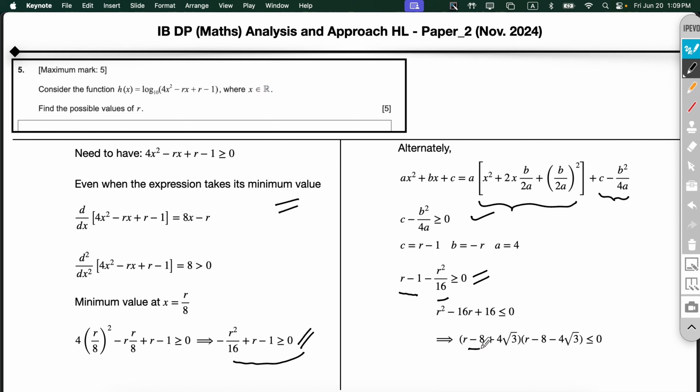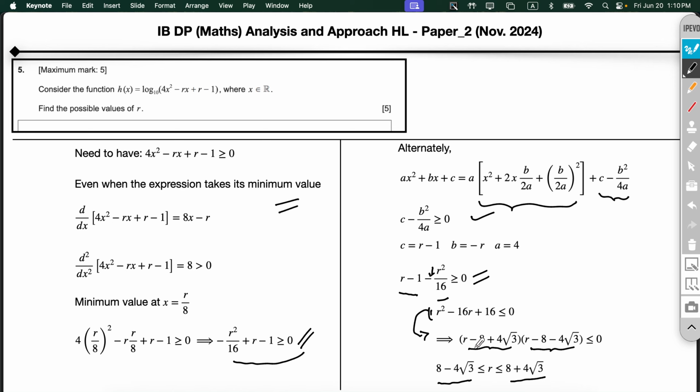And so their product has to be less than or equal to 0. Starting from here, we have actually changed sides, because here r square came with a negative sign. So now here it has a positive sign, so greater than or equal becomes less than or equal. So this means that r has to lie between 8 minus 4 root 3 and 8 plus 4 root 3. 8 plus 4 root 3 is of course greater than 8 minus 4 root 3, and so r resides between the smaller and the larger one.